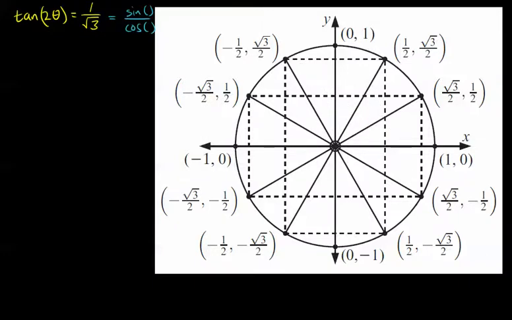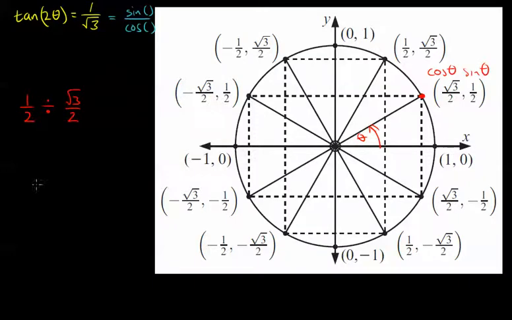Maybe you need to play around with these yourself, but I'm going to tell you where at least one of them is. Here's one of them, and the reason why is this. If I take this, which is sine of that angle, sine of this angle is a half. So if I take that, a half, and I divide it by the cosine of the same angle, which is root 3 over 2.